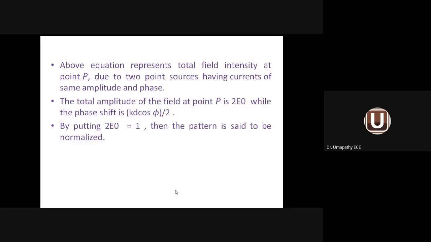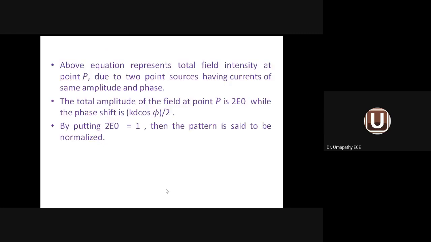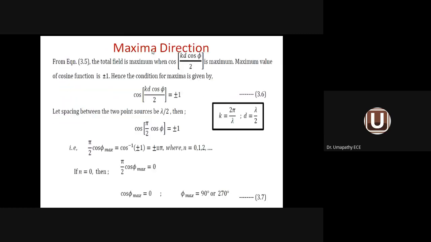I got the expression for the total field strength EP equal to 2 E naught cos of KD cos phi by 2, in which I'm going to find out the maxima direction, minima direction, as well as the half power point. If I know the maxima angle, minima angle, and as well as the half power point angle, I will be able to plot the angle in a graph. Then I can draw a diagram. I will get the radiation pattern.